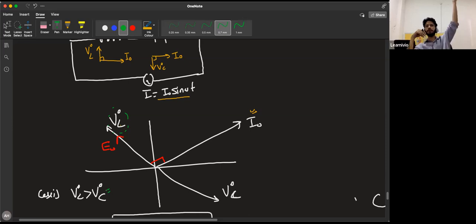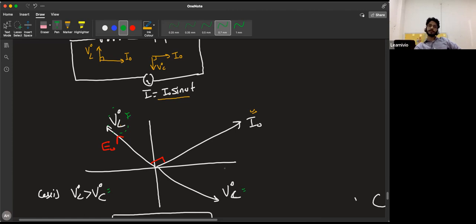What's the angle between V naught L and V naught C? If you look at this phasor diagram, what's the angle between V naught L and V naught C? 180. So to calculate the net voltage, will you add or subtract? We'll subtract. They're acting in opposite directions, so subtract.